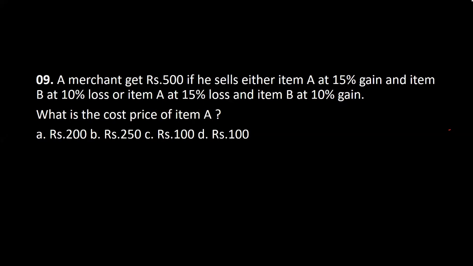Then let us go ahead and solve this part. A merchant gets rupees 500 if he sells either item A at 15% gain and item B at 10% loss, or item A at 15% loss and item B at 10% gain. Okay, there is a dual part here. There's a dual thing that's happening.